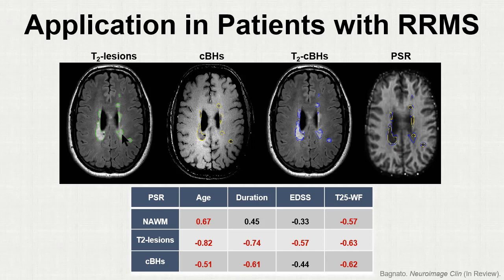This is applied at the hospital at Vanderbilt. And we see, again, a patient with MS. We have periventricular lesions. We see some chronic black holes on T1. And then we see that there's a reduction in the pool size ratio here, as well as correlation with age and duration of disease and disability as well.